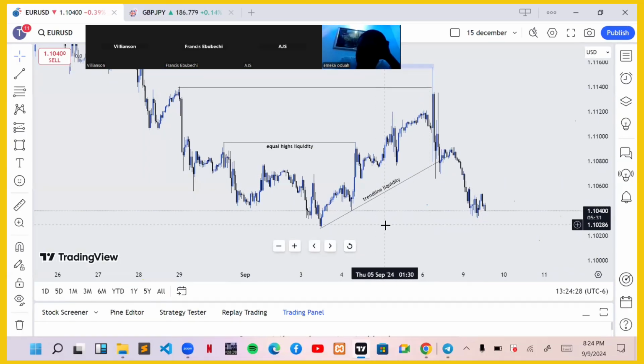The market is trending with higher highs and higher lows, or lower highs and lower lows. In the opposite direction of where the market is going, liquidity is being built up. And once the market starts reversing, it clears that entire zone.